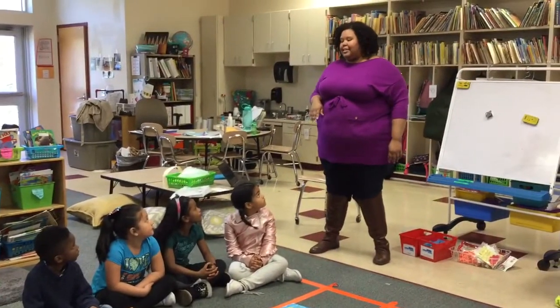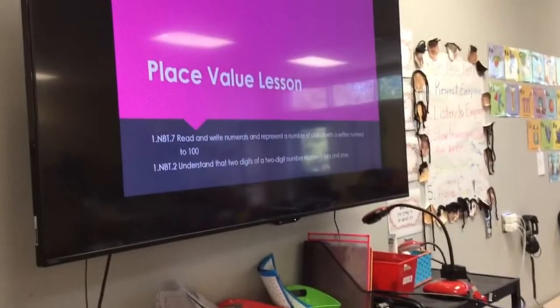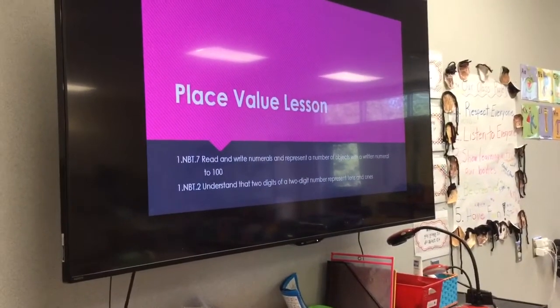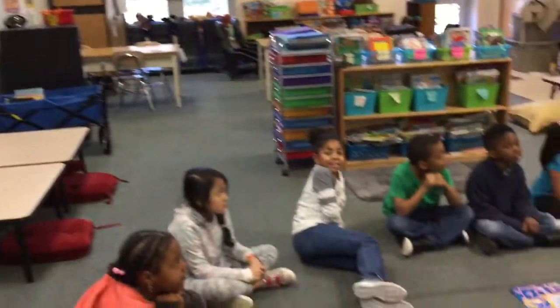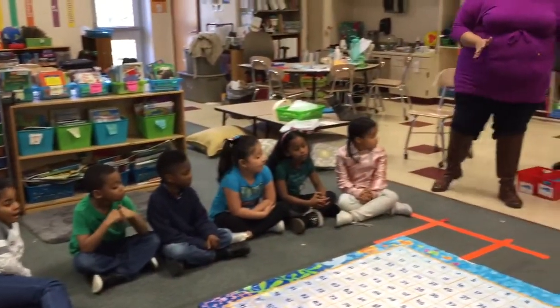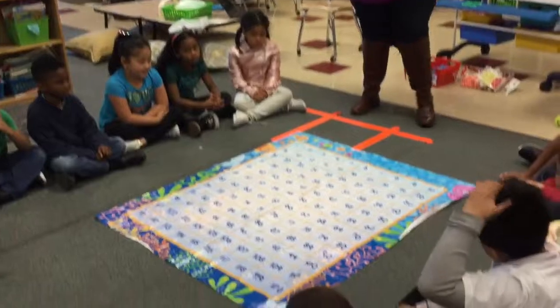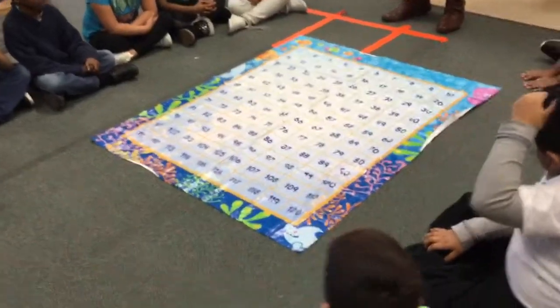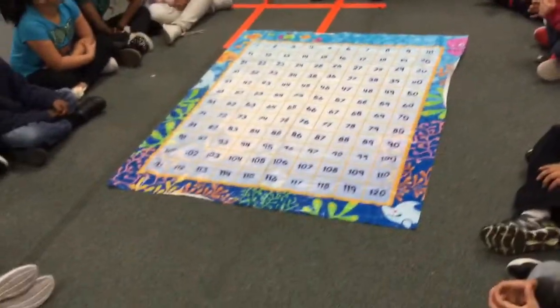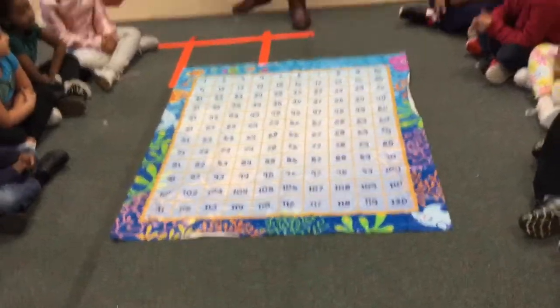We're going to start our math lesson, and we're going to be talking about place value. We've been learning a lot about place value, and we are going to go over some of the things that we have been learning. First of all, take a look at my mat here on the floor. What kind of mat is this? 120 mat. Oh, 120 mat. It goes up to 120.